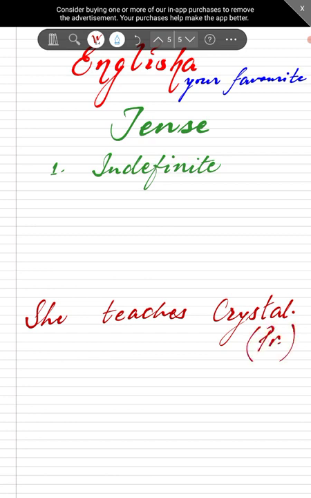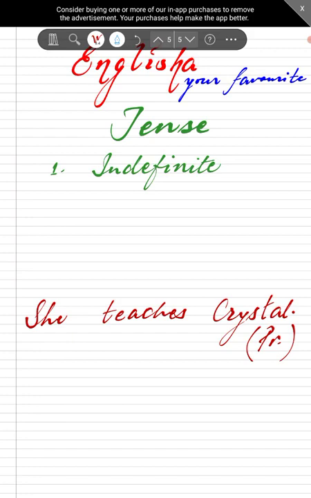Why? Because we have used here V5, teaches, that is singular, and the subject she is also singular. So a singular subject takes a singular verb, and we know that V1 and V5 are used in present time and in the indefinite tense. That is why the time and tense of this sentence are present indefinite.